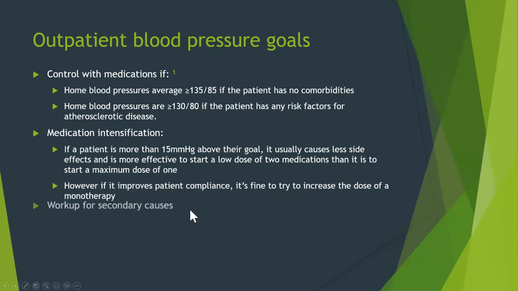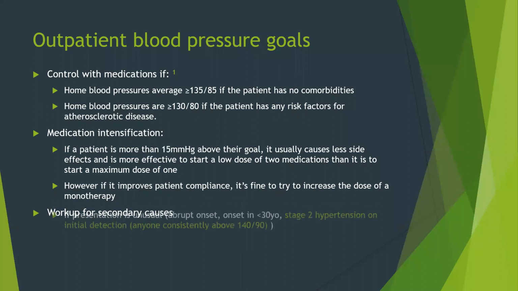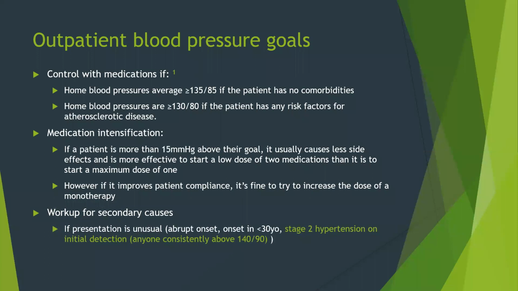So that's important. I'm also going to mention the workup for secondary causes. This has gotten a lot more common over time, because we used to say if the presentation is unusual for hypertension, right? It's a super high blood pressure, or it's abrupt onset, or it's onset in a very young patient, we should work up for secondary causes. Well, that counts even if the patient is stage 2 hypertension on initial detection. And that might be a lot of your patients. Anyone who's consistently over a systolic of 140 or a diastolic of 90 counts for this. And you want to work up for secondary causes.